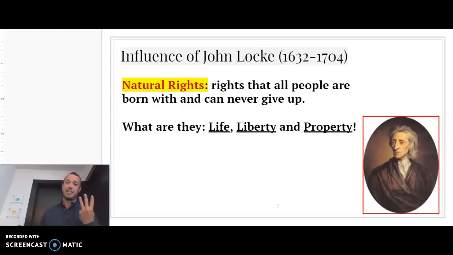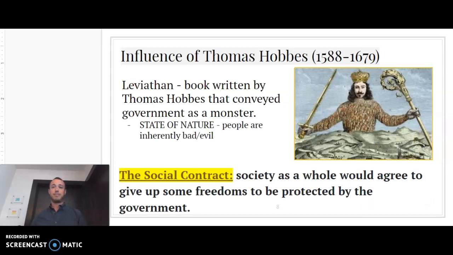We're going to see this come up again very soon in the Declaration of Independence. But what I need to make sure you understand is that natural rights are rights that people get when they are born. Can't get rid of them, can't give them up. And those 3 natural rights are life, liberty, and property. All right, let's go on to this next one.